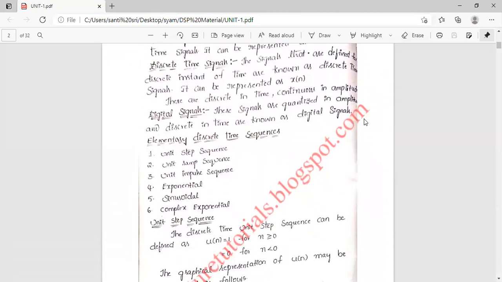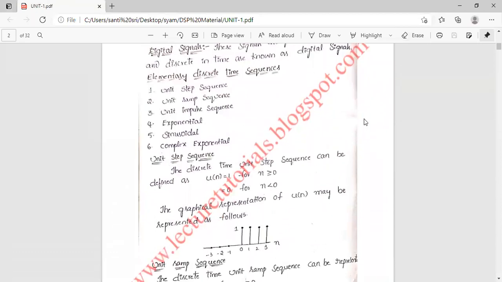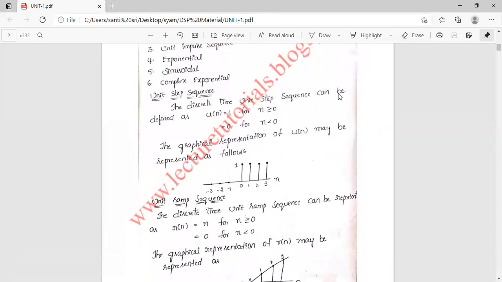Next, elementary discrete time sequences. We have already discussed the elementary discrete time sequences. Those are unit step sequence, unit ramp sequence, unit impulse sequence, exponential sequence, sinusoidal sequence, and complex exponential sequence. The unit step sequence is 1 for n greater than or equal to 0, otherwise it is 0. u of n equal to 1, so it is represented like this.